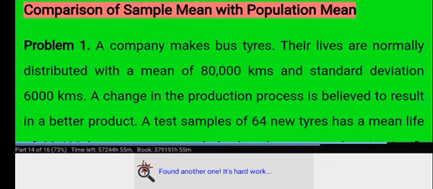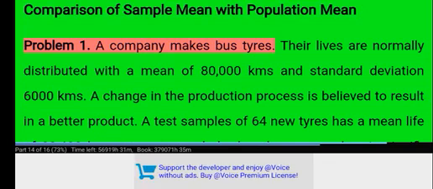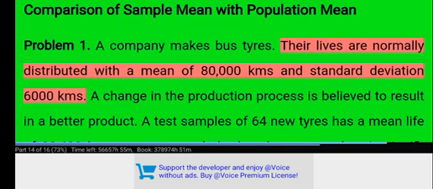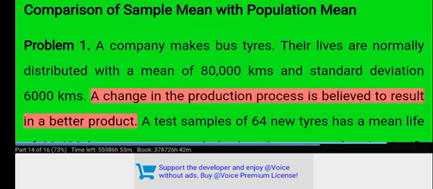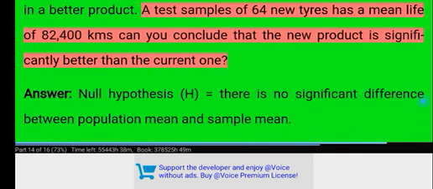Comparison of sample mean with population mean. Problem 1. A company makes bus tires. Their lives are normally distributed with a mean of 80,000 kms and standard deviation 6,000 kms. A change in the production process is believed to result in a better product. A test sample of 64 new tires has a mean life of 82,400 kms. Can you conclude that the new product is significantly better than the current one?